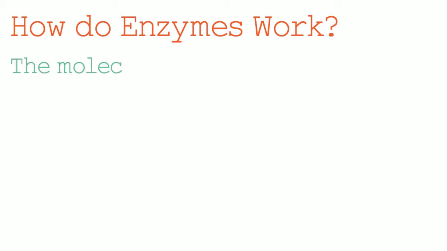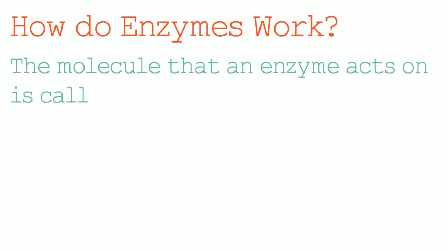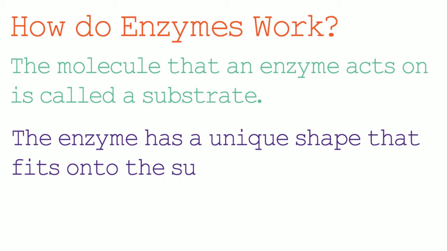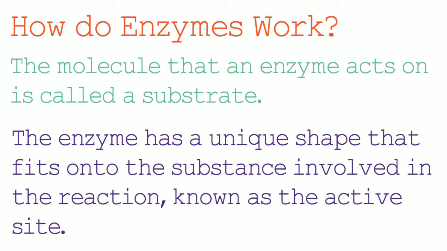So let's have a look at how an enzyme actually works. Most of the chemical reactions that occur in a cell involve the joining together or the splitting apart of chemicals. The molecule that an enzyme acts on is called a substrate. The enzyme has a unique shape that fits onto the substrate involved in the reaction. This section of the enzyme is known as the active site.